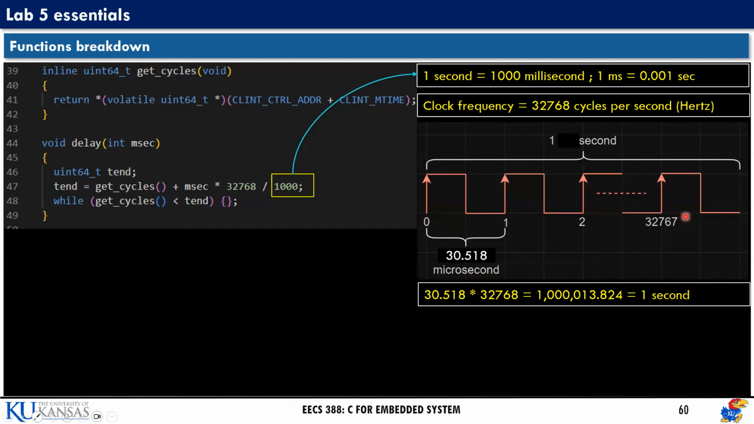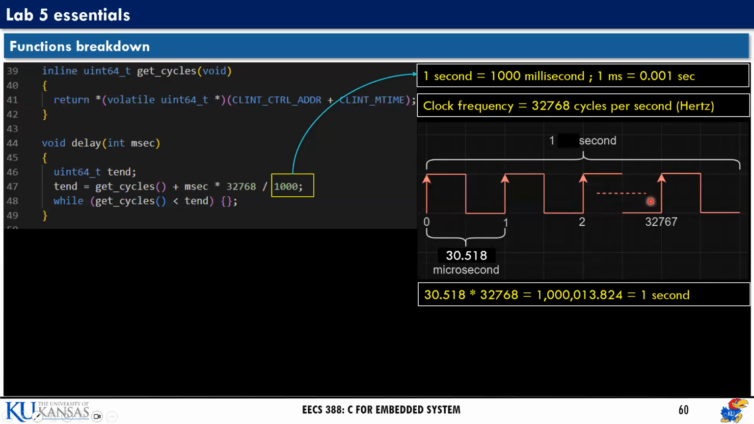As we know, these 32,768 cycles are basically 1 second. And we know 1 second is 1000 millisecond, and 1 millisecond is basically 0.001 second. And our clock frequency is 32,768 cycles per second. So this clock period, I believe, is very helpful for you to understand how we calculate the cycles and how many cycles we need to count for just 1 second.